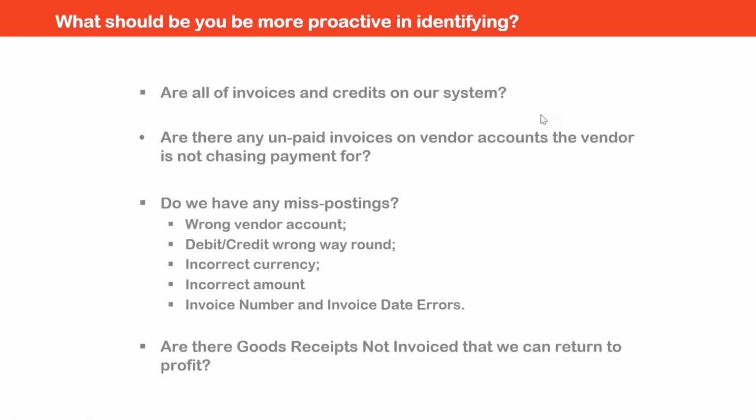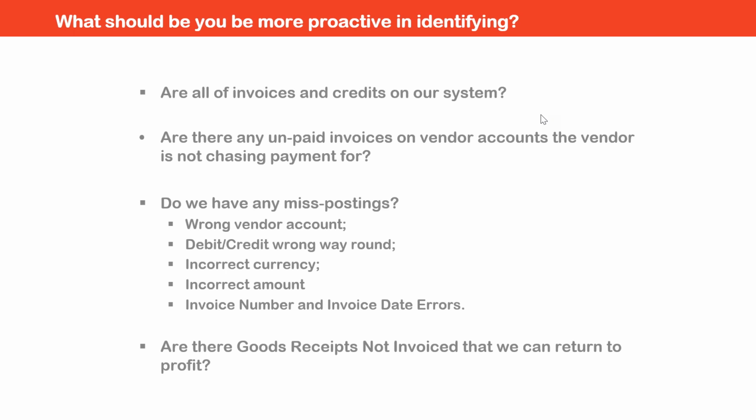If I talk to my customers, one of their key things is, have I got all of the invoices and credits? Do I have them in my system, whether they're paid or not, but just do I physically have them? Do I have any unpaid invoices on the vendor's account which the vendor is not chasing payment for? Because if it's open on the vendor's account, then why is it there? It could be a misposting on the wrong vendor account, for example.